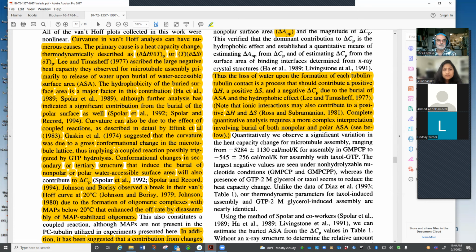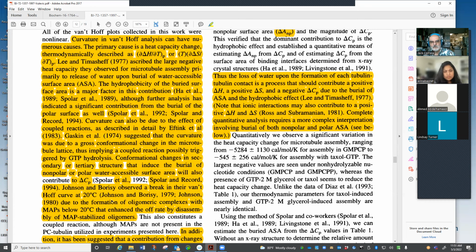I mentioned the binding of MAPs, and oh, it's down below. Let me get to that down below. Gaskin suggested that the curvature was due to a gross conformational change in the microtubule lattice, changing of sheets into rings, or changing of some kind of a conformation that's associated with GTP into GDP as the hydrolysis occurs. That could contribute. Conformational changes in secondary, tertiary structure that induce the burial of nonpolar or polar water accessible surfaces can also contribute to delta CP, okay? In that table above, that's what we were calculating. Johnson and Borisy observe a break in their Van't Hoff plot due to the formation of oligomers with MAPs, and then below 20 degrees that enhance the off rate by a disassembly of MAP stabilized oligomers.